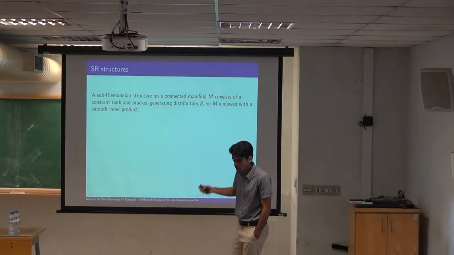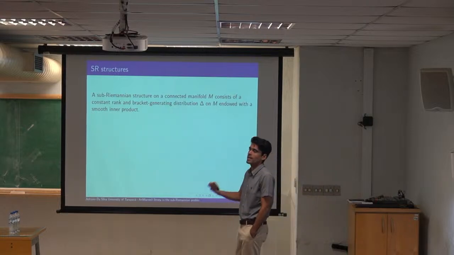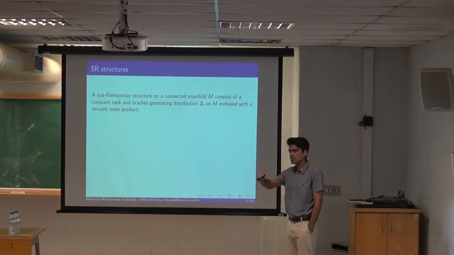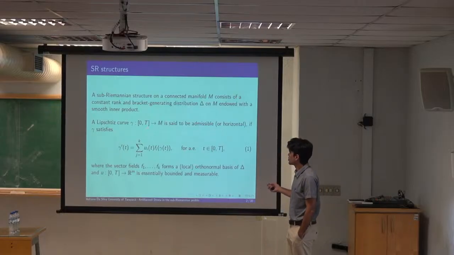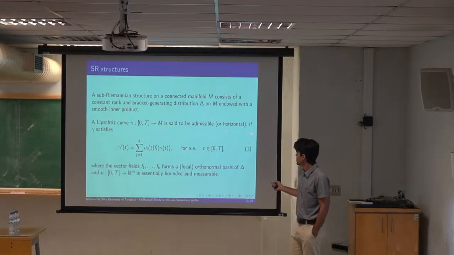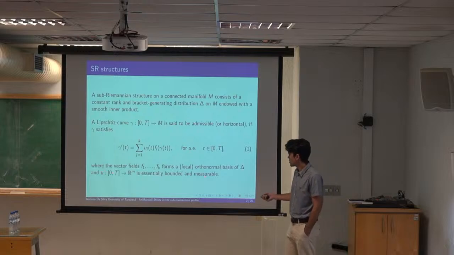Constant rank here is because the work that we will talk about here has constant rank. It's basically a contact distribution. And what we ask is that we have a smooth inner product on this distribution, meaning that you can calculate the length of horizontal curves. Okay, that's the basic idea. Then a horizontal or admissible curve for us will be an absolutely continuous curve that is written locally like this, where f1 up to fk is a local orthonormal basis of delta, the distribution that I want, and u is essentially a Borel measurable function.